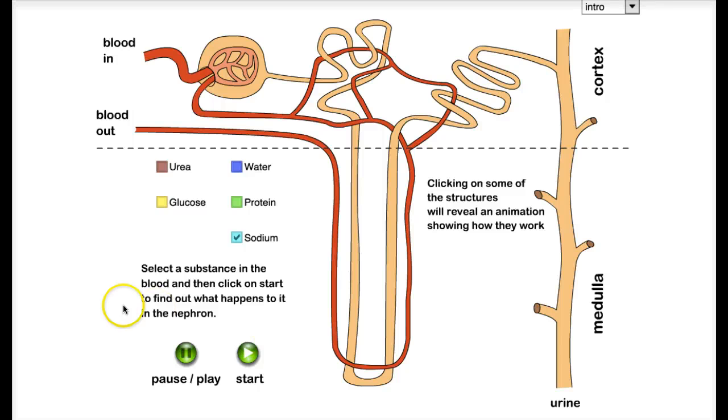into the blood. Same thing with water. Some of the water will remain in the filtrate and then be removed via the collecting duct in your urine, and some of that water will be reabsorbed. So let's follow our blue water molecule. You can see water goes into the filtrate initially. Some of that water will go back into the blood. The excess water will continue through the filtrate, out the collecting duct, and into your urine.